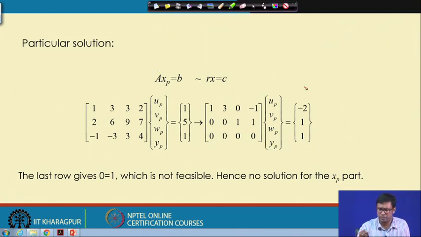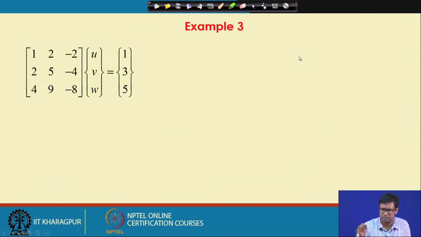We will look into another example before finishing this class. This is a 3 by 3 equation system, and let us go through it. Though this is a 3 by 3 equation system, there should be infinite solutions, because the third row is formed as twice the first row plus the second row.